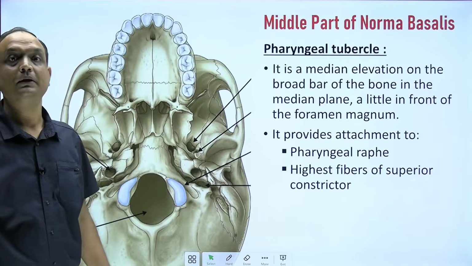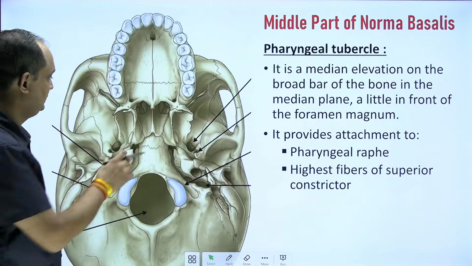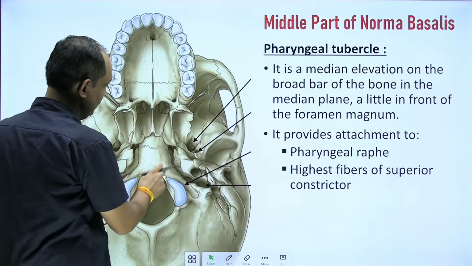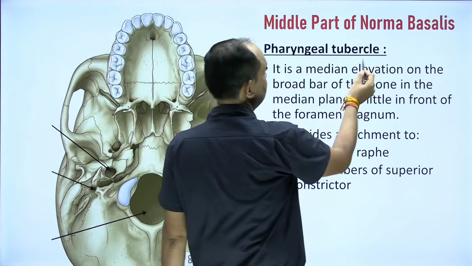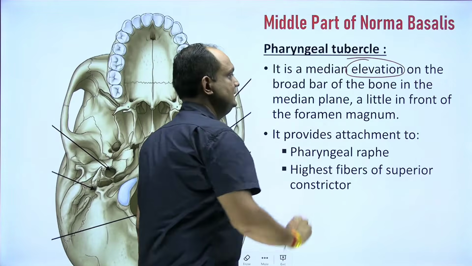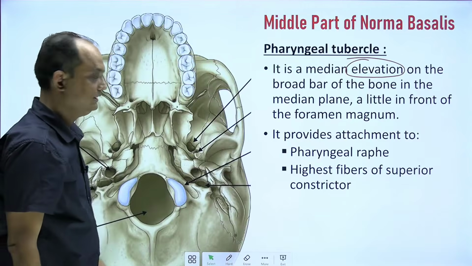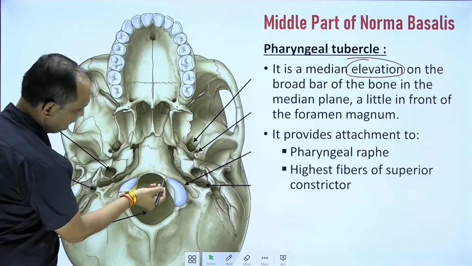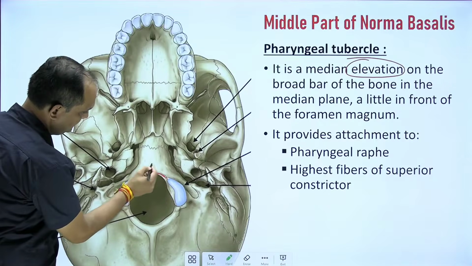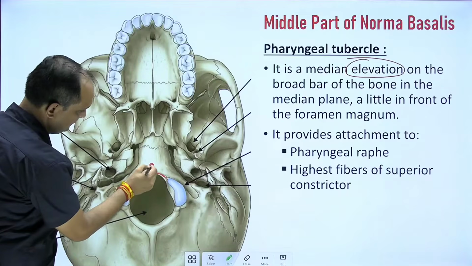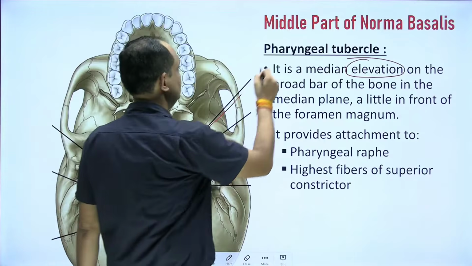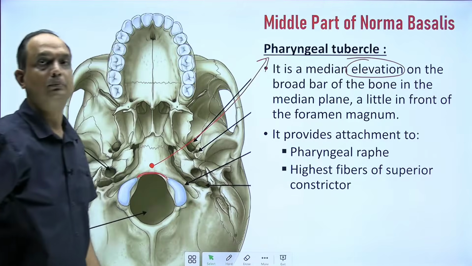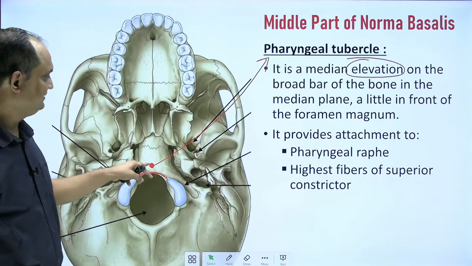Now, what are the important bony features you will see in this area? In this broad bony bar, you will find a small elevation in the midline, and this midline elevation lies 1 centimeter in front of the foramen magnum. So, this is the foramen magnum. Now, anterior to this, you will find a small projection, and this projection is known as the pharyngeal tubercle. This is a very commonly asked question in exams.